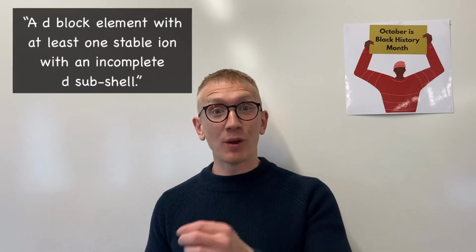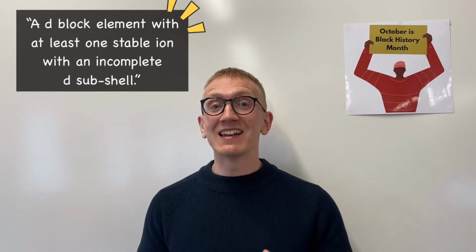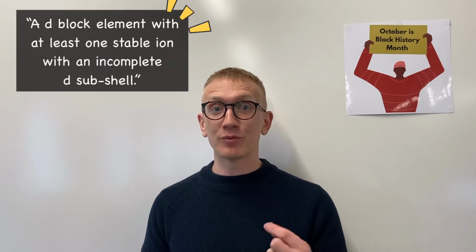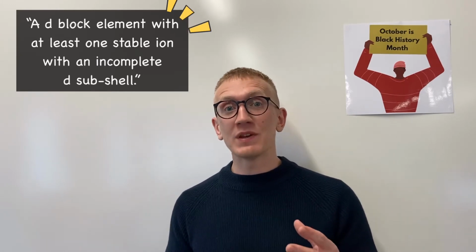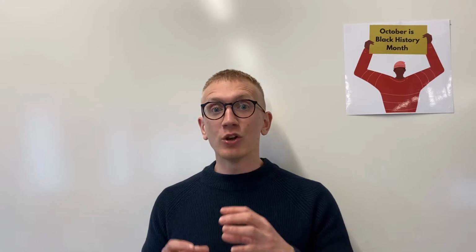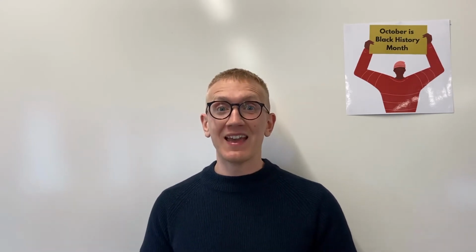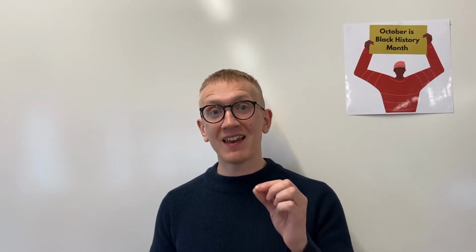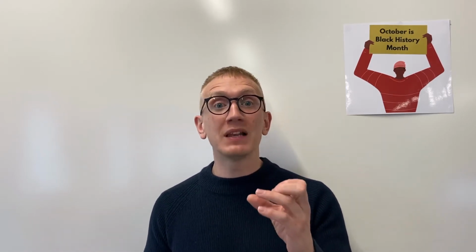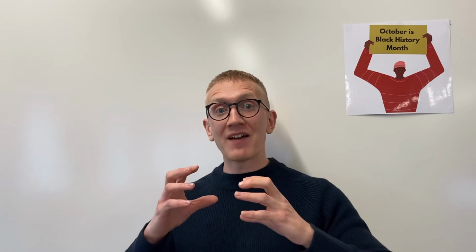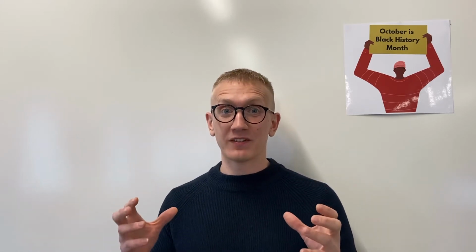But not all the D-block elements are transition elements. By definition, a transition element is a D-block element which has at least one stable ion with an incomplete D subshell. And so that means we need to pick a D-block element, look for its stable ions, or if it only has one, what that looks like, and then examine if that particular ion has got an incomplete D subshell. Now, incomplete obviously means at least one in there, but we can't have it completely full with 10, for instance.